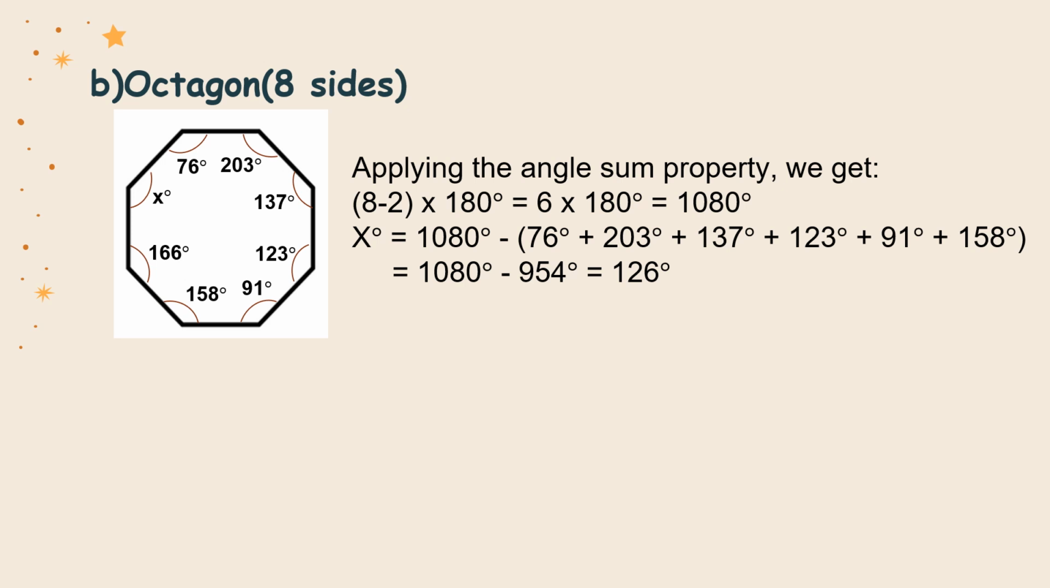Same thing again. Subtract the sum of the other known or given angles from the total. You can do it for other polygons also. Take an example and do it, so it will be a practice for you. So 1080 minus 954 is equal to 126 degrees, which is your unknown angle x.